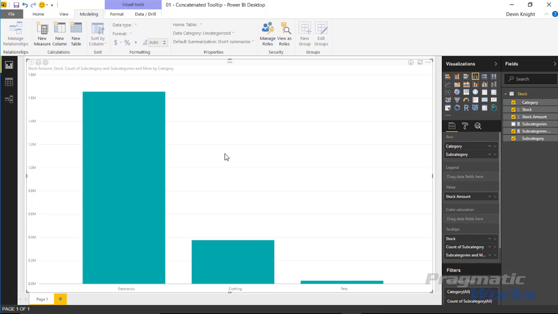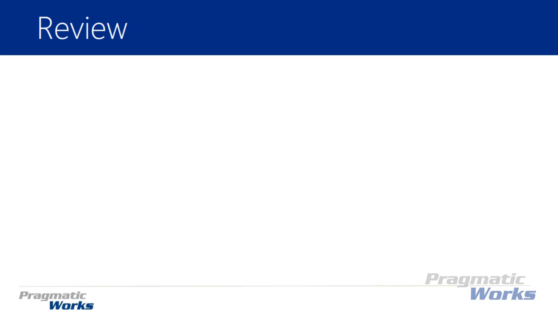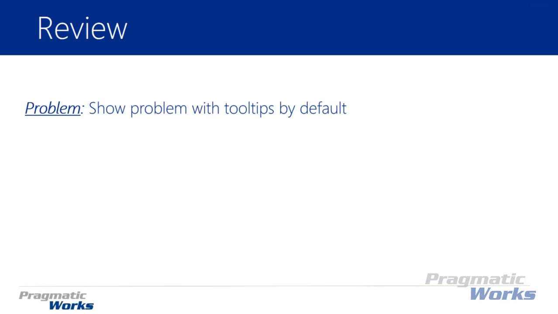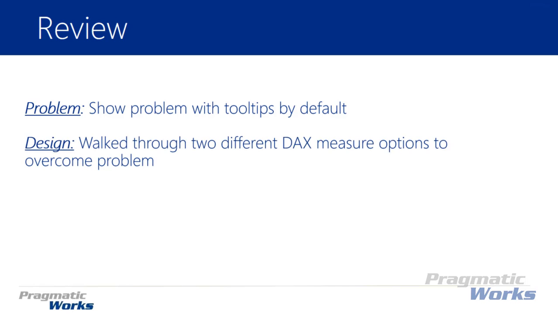All right, so let's go back to the slides and do a quick review of what we learned in this example. We talked about the problem of dealing with tooltips and how they automatically aggregate those text values into either a first, a last, count distinct, or a count function. And what we wanted to do was display a comma-separated list of values.